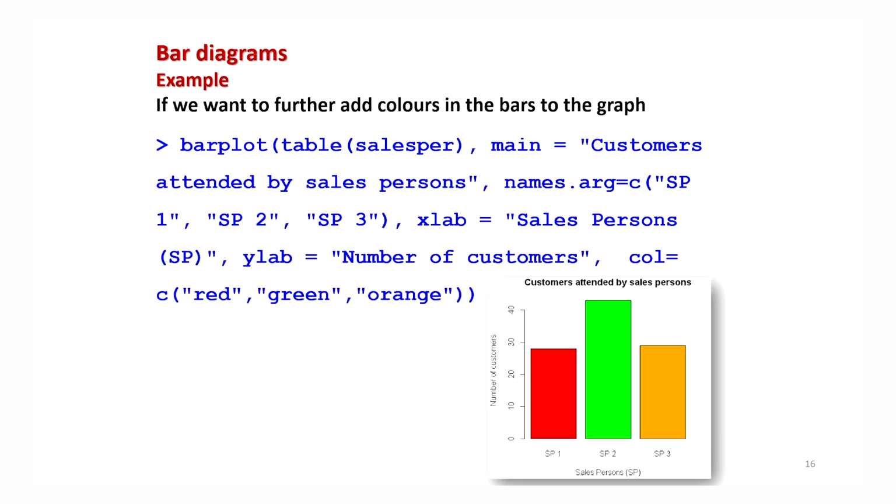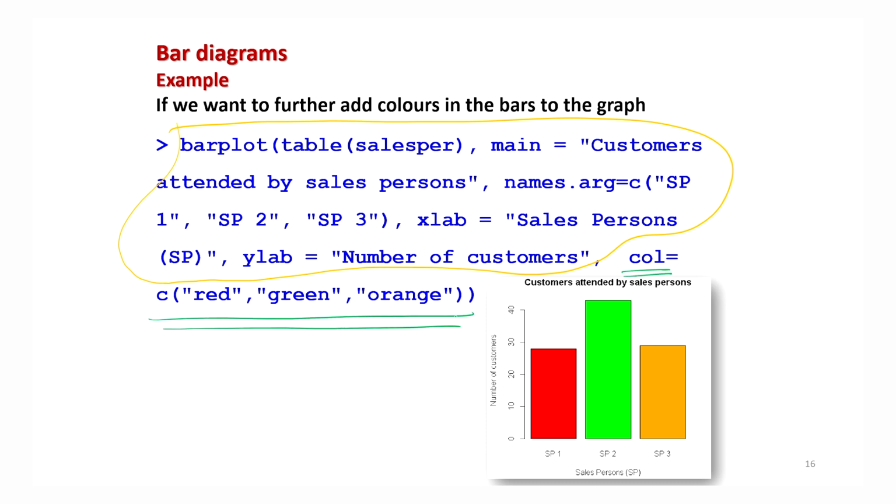Right. Suppose I want to change the colors of this graph also. This part is the same as earlier, and only this part, col equal to red, green, orange in double quotes inside a data vector, has been written, and it is changing the color. And if you look at the order in which these colors are mentioned in the command, the bars are colored in the same order. Red is at the first position, so the first bar is red. Green is at the second position, so the second bar is green. Orange is at the third position, so the third bar is orange.